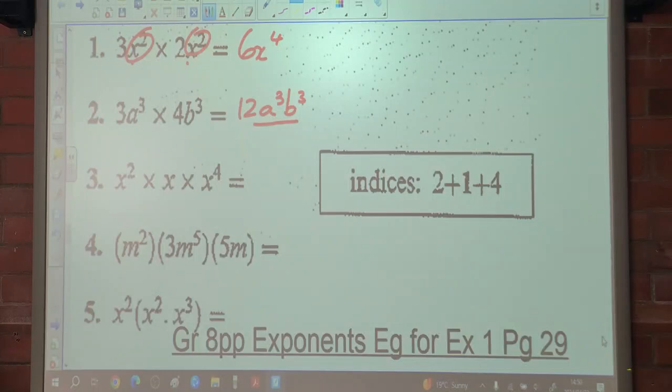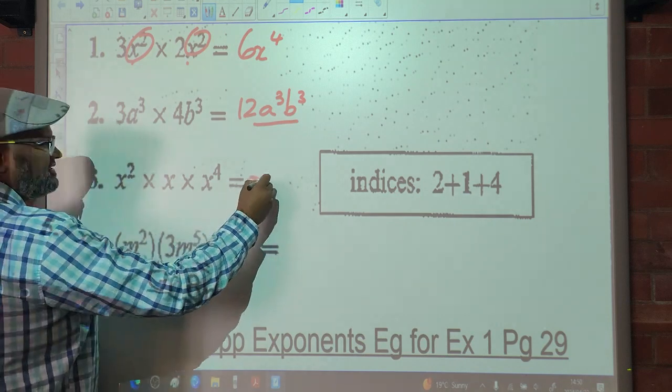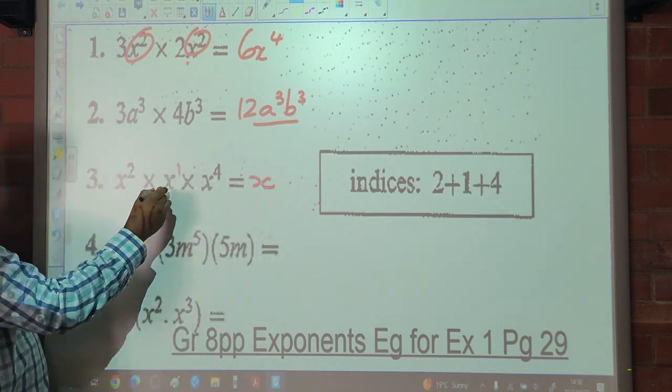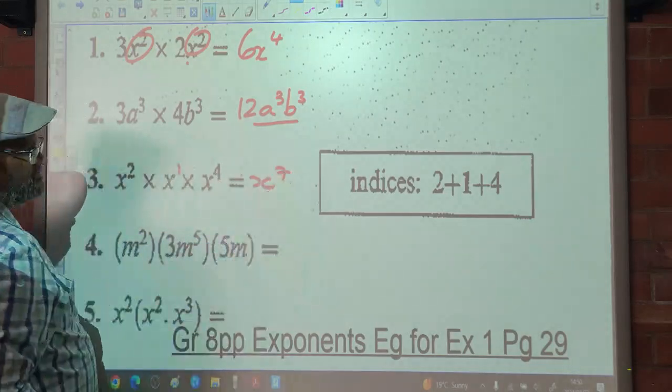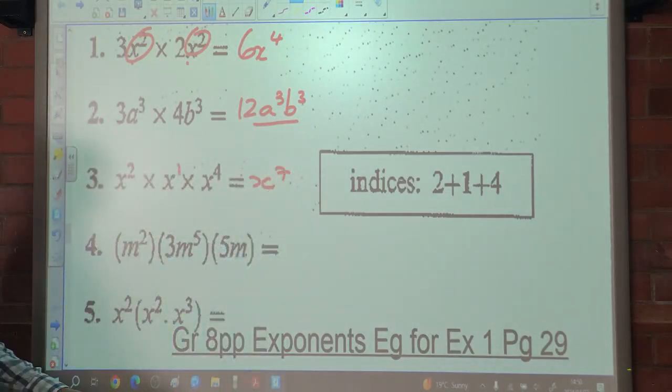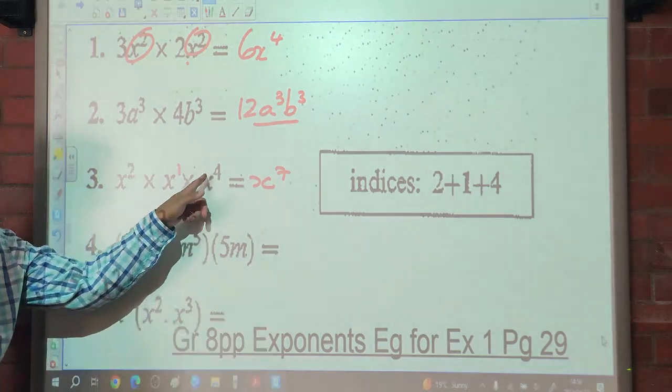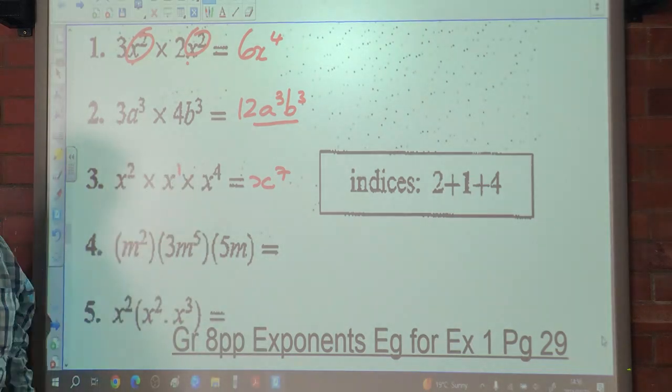Number 3. X to the power 7. You all agree with that? How did you get 7? 2 plus 1 is 3 and 3 plus 4 is 7. Okay, you all agree with that, no? There's no exponent there, there's a 1.